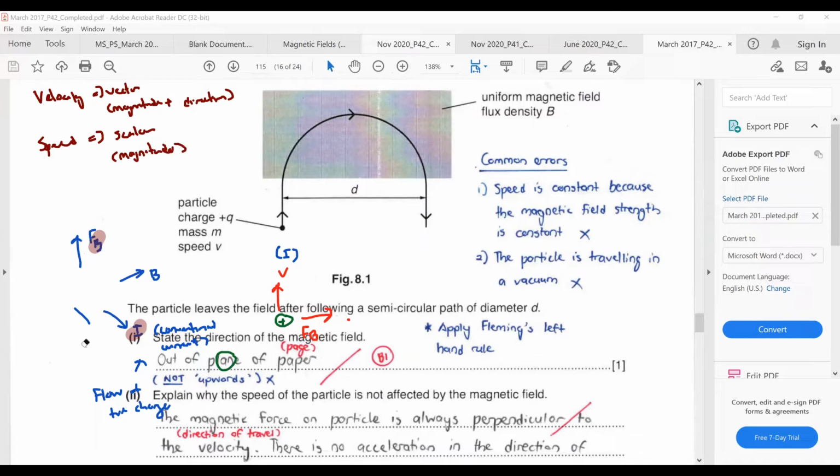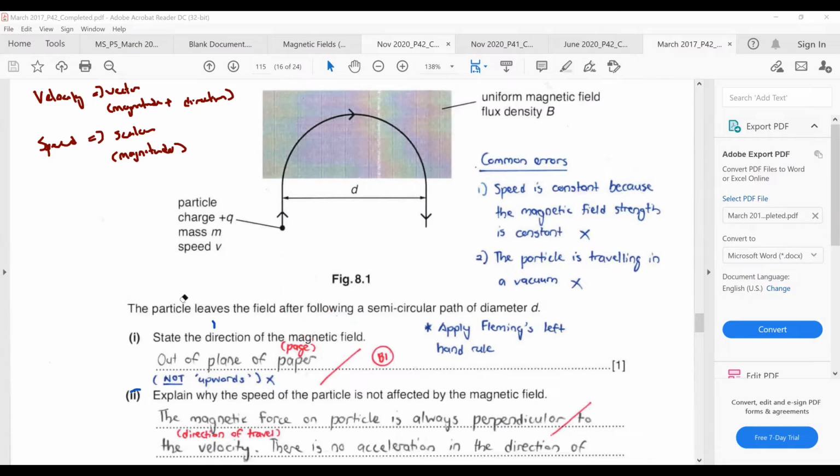So the question here is asking you, why is it that the speed of your particle itself is not affected by the magnetic field? They're not asking you about the velocity. If they were asking about the velocity, it is actually affected by the magnetic field, because if you try to think of it a little.